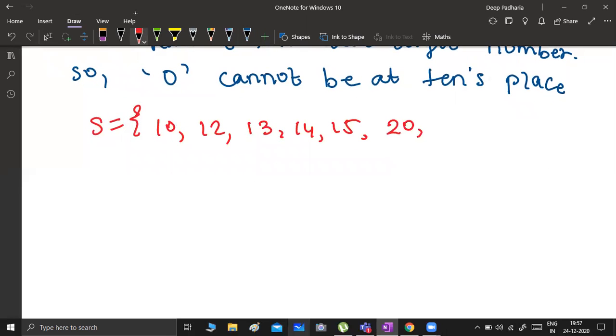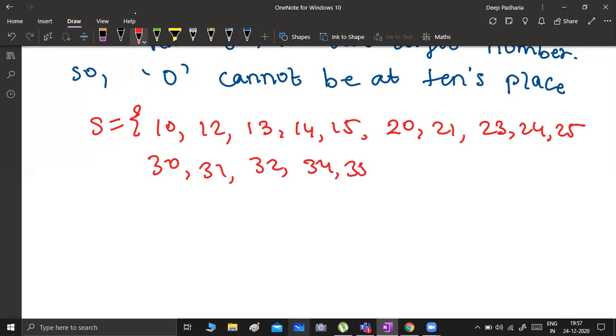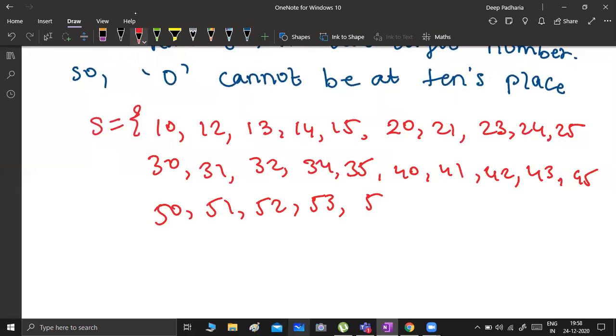फिर 20, 21, 22 नहीं आएगा. 23, 24, 25. Again 30 आ सकता है, 31 आ सकता है, 32 आ सकता है. 33 नहीं आएगा because digit repeat नहीं होना चाहिए. 34, 35. ठीक है. फिर 40, 41, 42, 43, 45, 44 नहीं आ सकता. Last but not the least 50, 51, 52, 53, 54. 55 नहीं आएगा because digits are not to be repeated. N of S क्या आ गया बच्चों मेरा? N of S is 25.